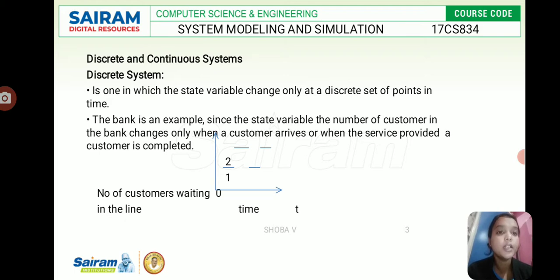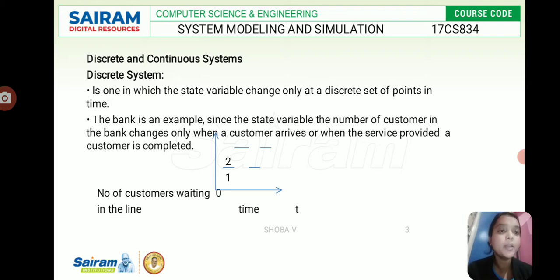I have given a graphical representation for this discrete system. For example, in a bank, there is an arrival of customers every 6 to 8 minutes, from 9 to 4 p.m. The customer arrives, and the service given by the server to the customer varies a lot, so that we can calculate. For example, the customer arrives at the bank, stays in the bank at time 1, and after finishing everything, it is time 2. So the system changes only at a discrete set of points in time.